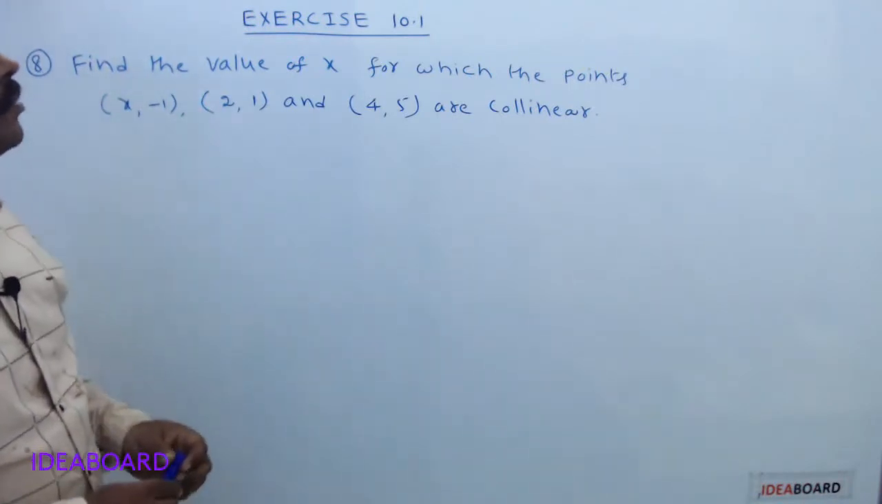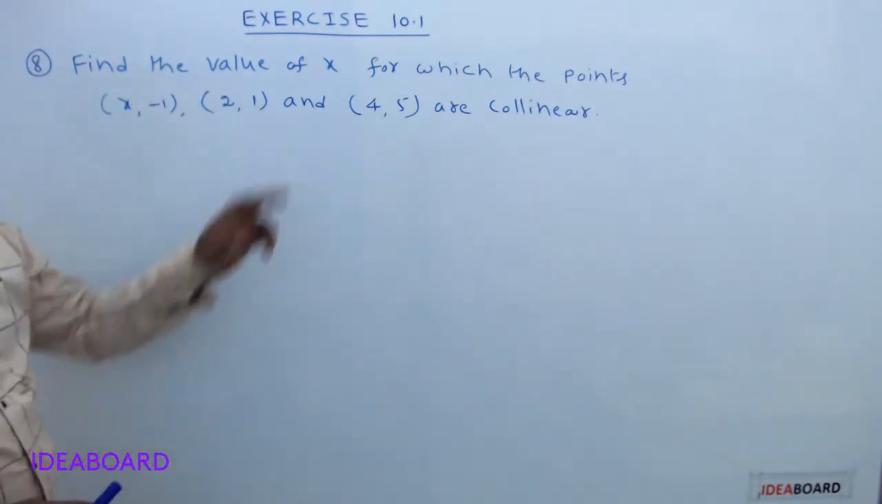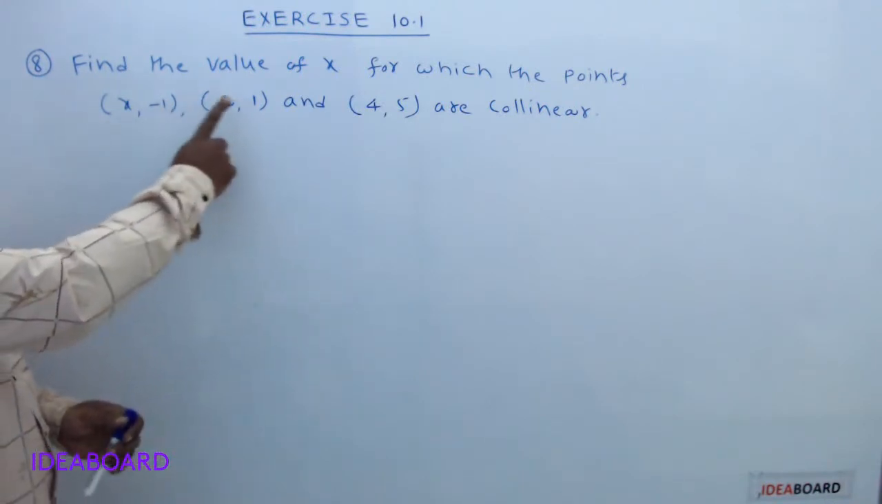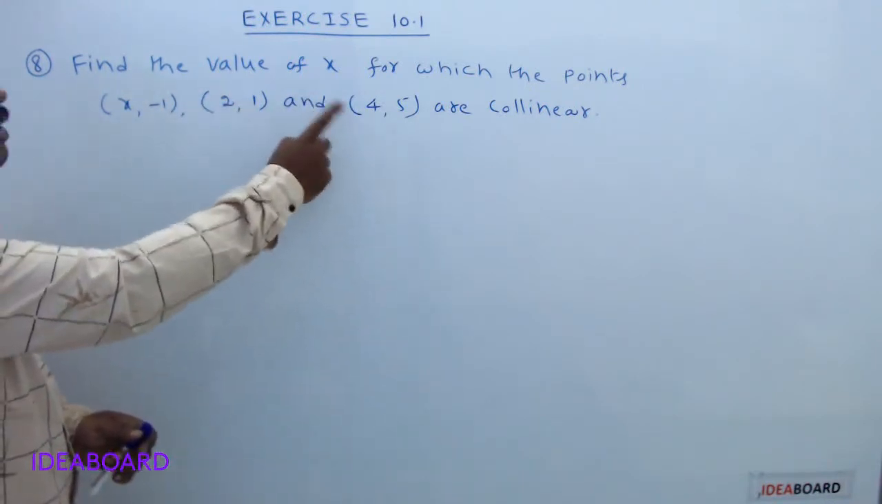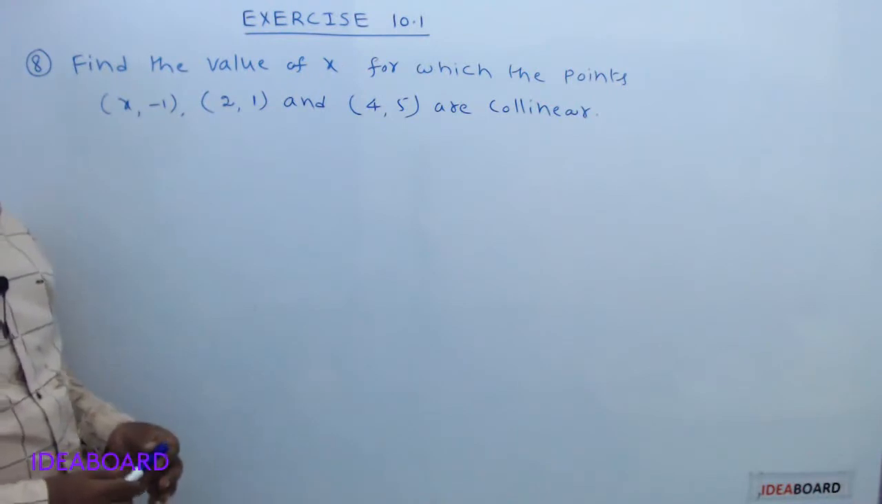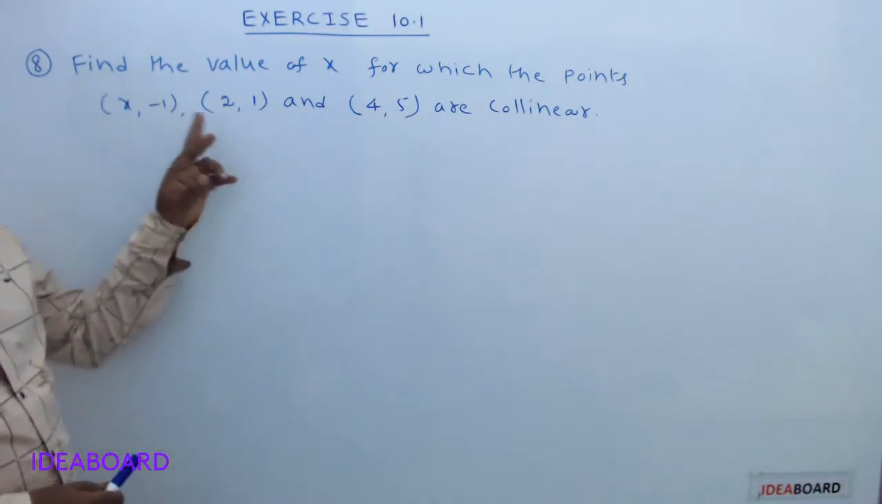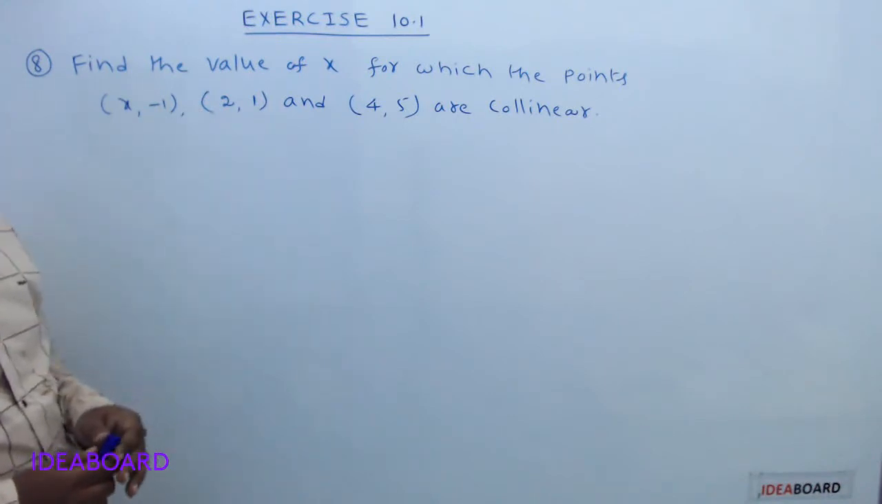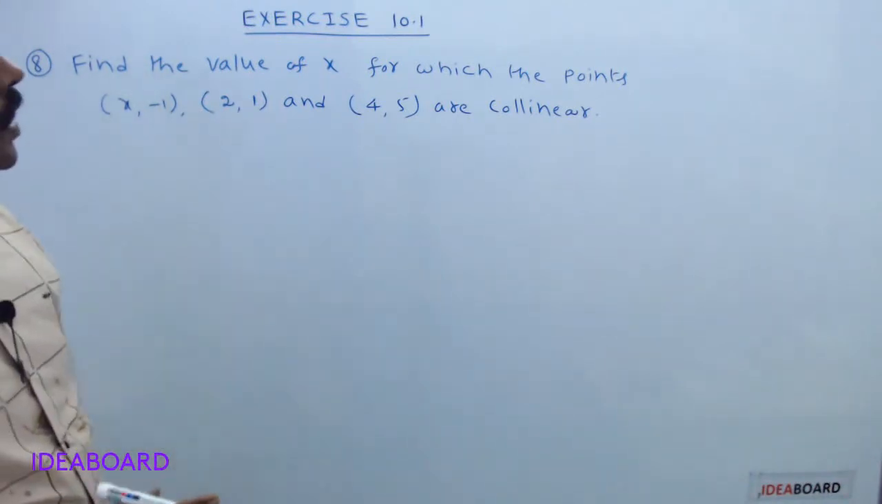Now come to the next problem. Find the value of x for which the points (x, -1), (2, 1) and (4, 5) are collinear. So given points are collinear points, then we need the value of x. Now first draw a rough diagram.